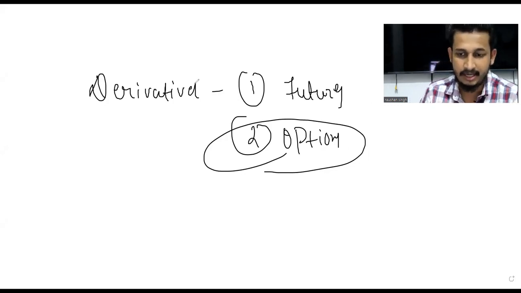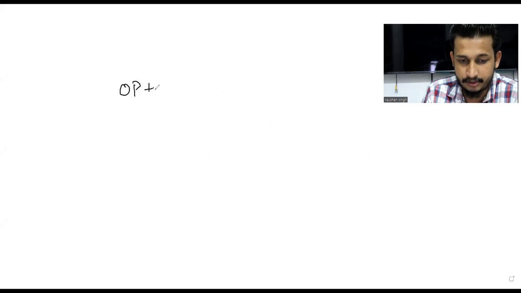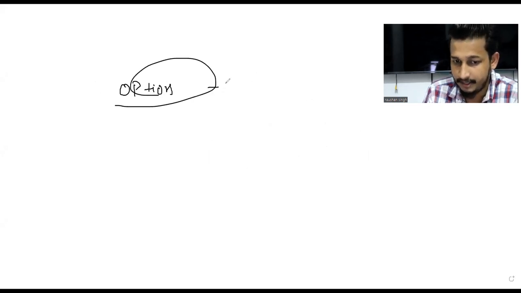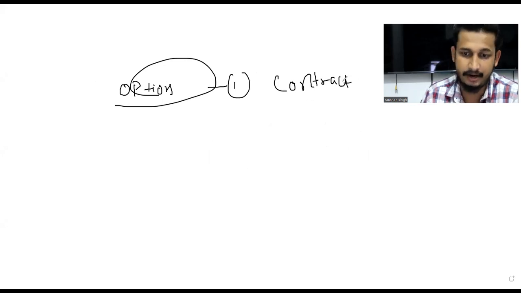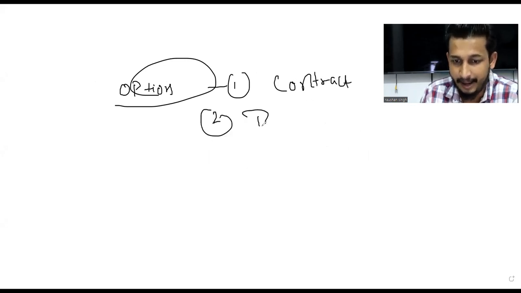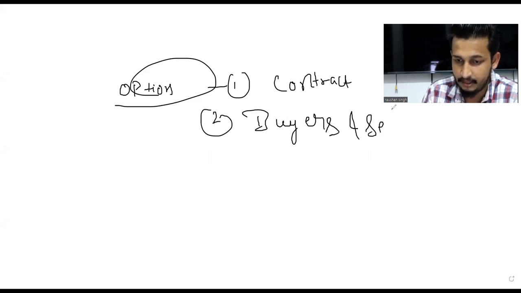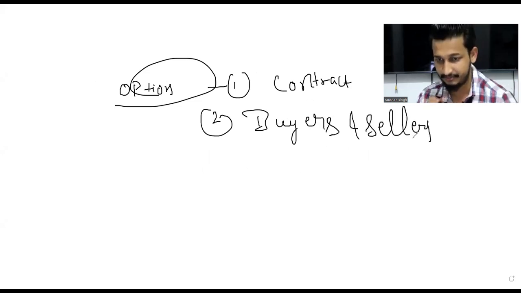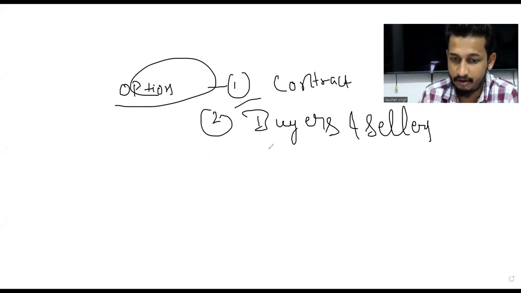Okay, the definition remains the same. ठीक है, ऑप्शंस का भी सेम डेफिनेशन रहेगा. It is a contract. ठीक है, ये क्या है? कॉन्ट्रैक्ट है, where buyers and sellers will come. Options क्या है? Contract है जहां पे buyers और sellers आते हैं.